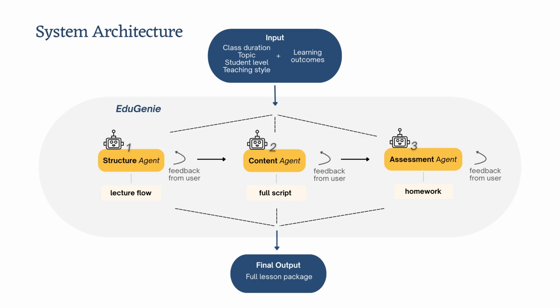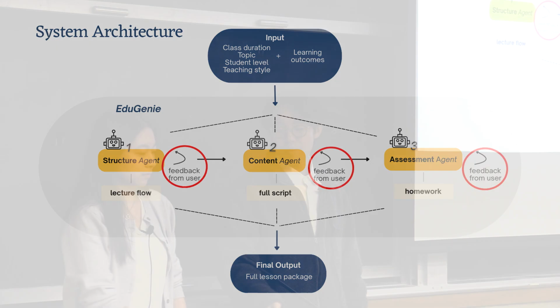The user input and the curriculum-based learning outcomes are shared across all the agents. The pipeline runs in sequence. The structure agent creates the lecture flow, the content agent expands it into a full teaching script, and the assessment agent generates homework. At every stage, users can either approve or give feedback before it moves to the next agent, keeping the lessons easy to revise.